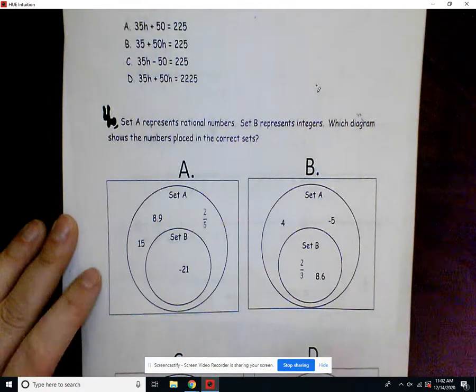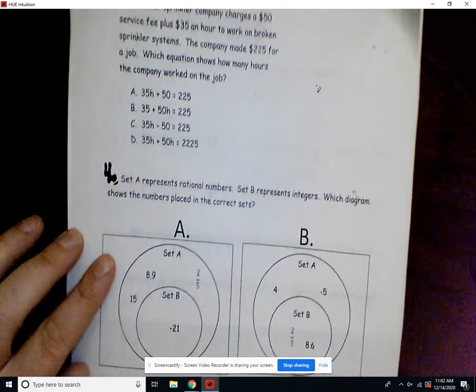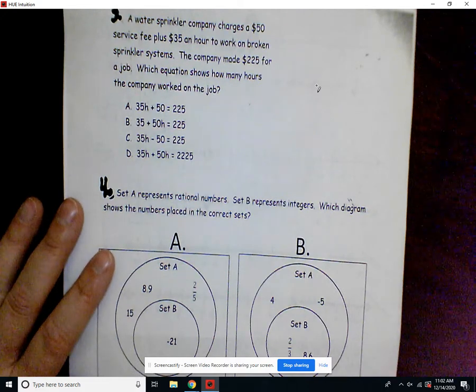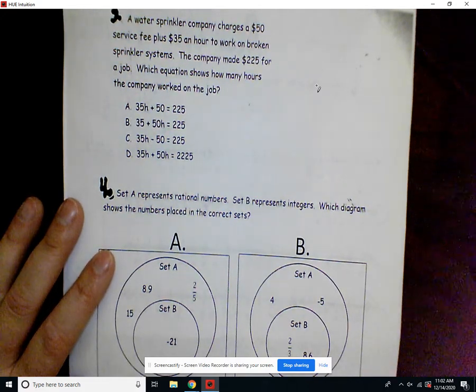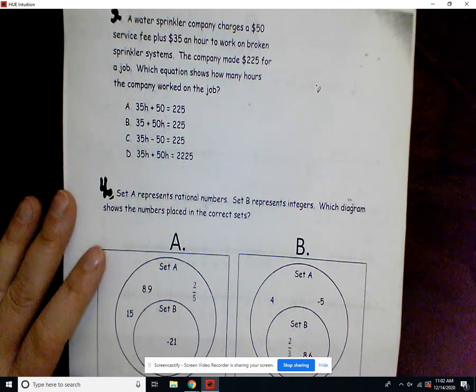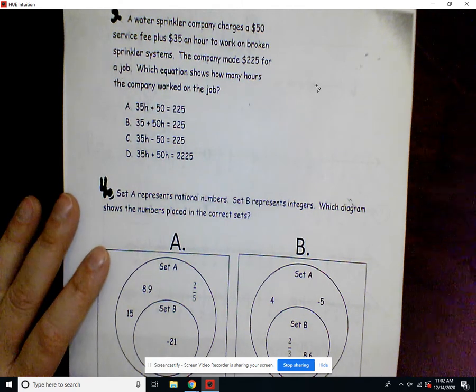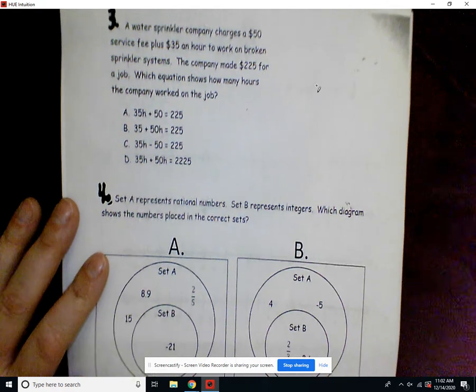All right, number 3. A water sprinkler company charges a $50 service fee plus $35 an hour to work on a broken sprinkler system. The company made $225 for a job. Which equation shows how many hours the company worked on the job?